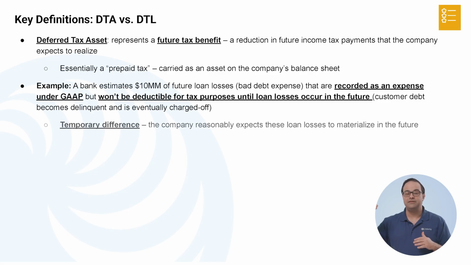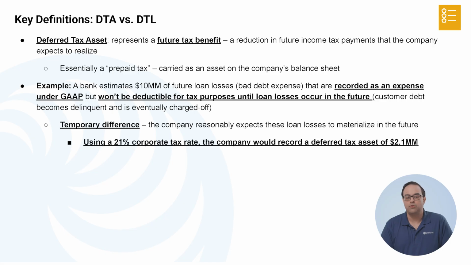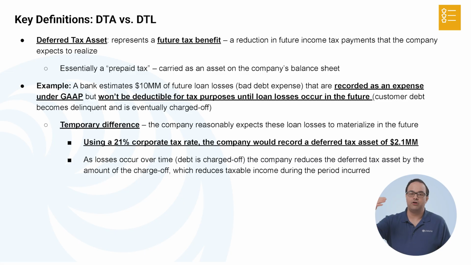That $10 million difference is temporary in nature because in this example, the bank expects those losses to occur in the future. Assuming a 21% corporate tax rate, the company would record a deferred tax asset of $2.1 million. And again, the key point is, why is it a deferred tax asset? Well, these loan losses have not happened yet. The company has taken a provision for loan losses as required under US GAAP. Those losses are expected to occur at some point in the future, and the company expects to be able to utilize the full benefit from this deferred tax asset in the future.